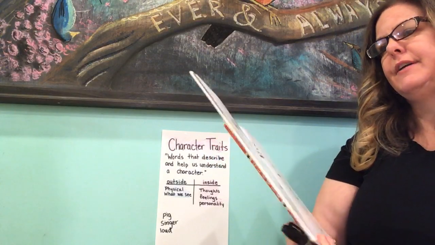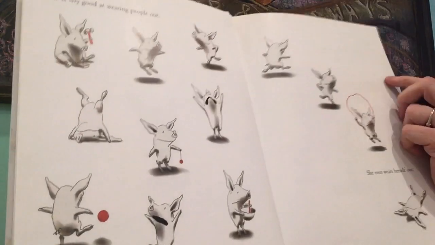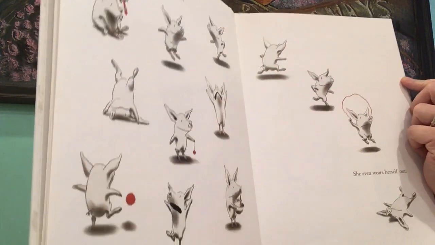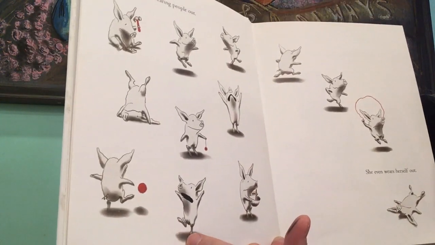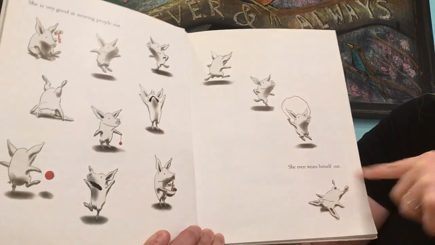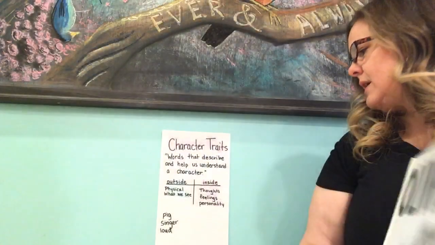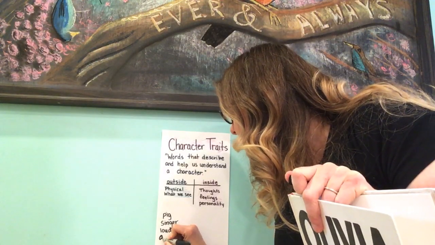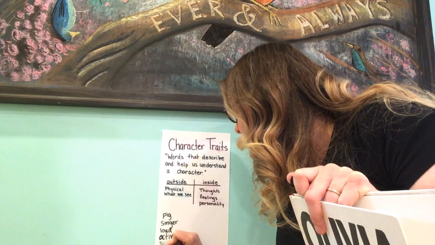She is very good at wearing people out. So there she is doing all kinds of things. She's hammering, she's jumping, she's running, she's doing a handstand, she's playing yo-yo. Looks like she's acting or crying. She's kicking a ball, she's dancing around, she's eating, she's running, she's jump roping. She even wears herself out. So we can also say that she is active. We can say she's busy.